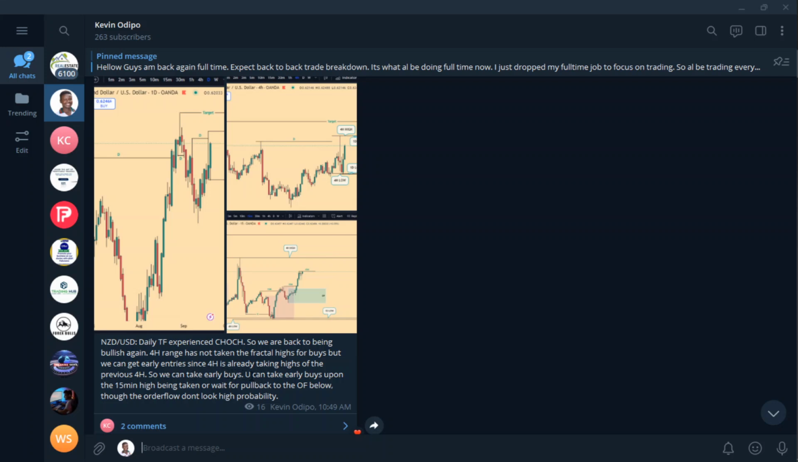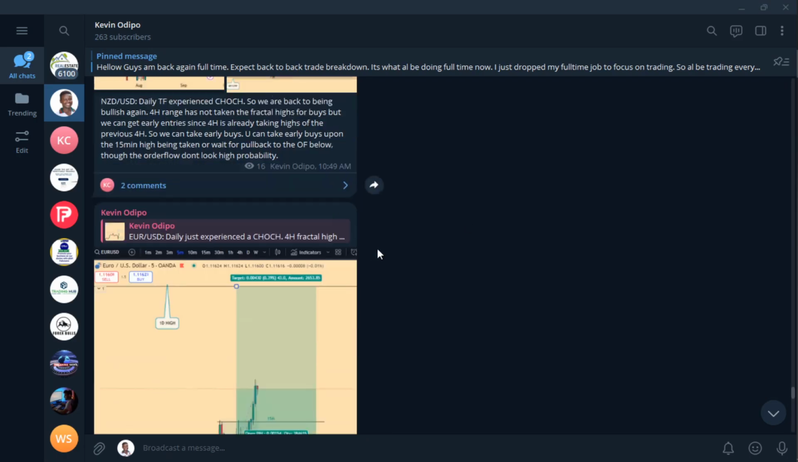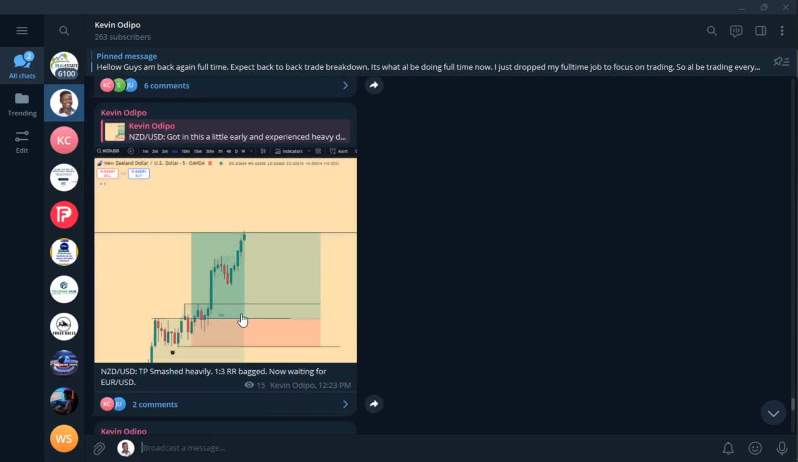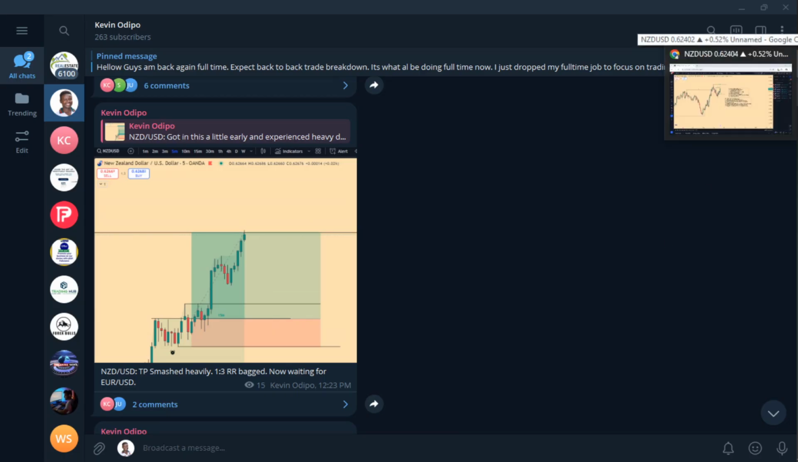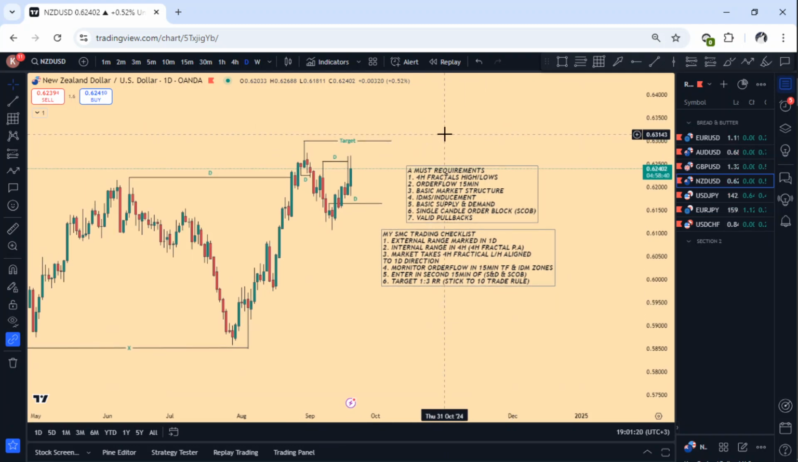Now how do you take the early buy? You can take the early buys upon the 15 minutes high being taken, or wait for a pullback to the order flow below, though the order flow doesn't look high probability to me. That is the time I shared all this. So let's break down to the point where we reached here and then we again reach TP being smashed. So let's go back to the video and start explaining the thought process.